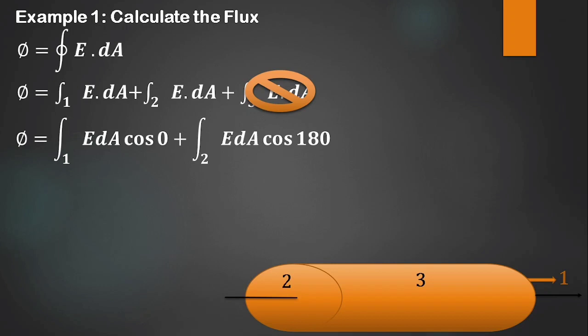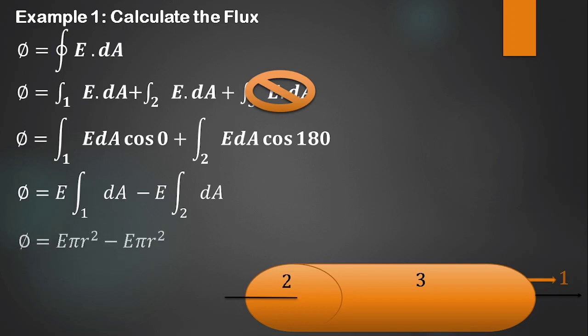So by taking the constants out of the integrals, we can now integrate the dA, which will equal pi r squared in both integrals. And by subtracting the two terms, we can deduce that the flux equals 0.